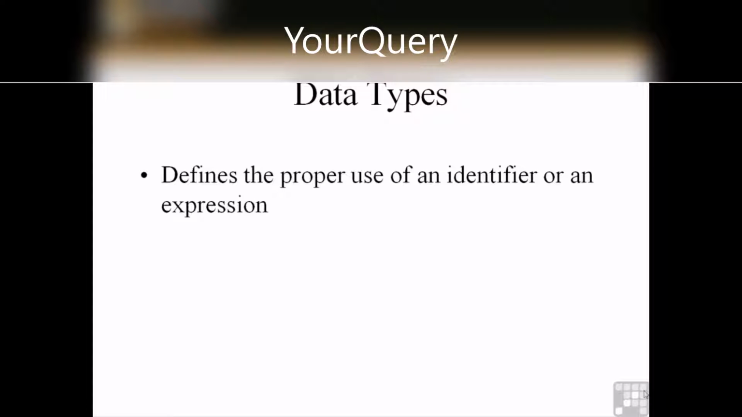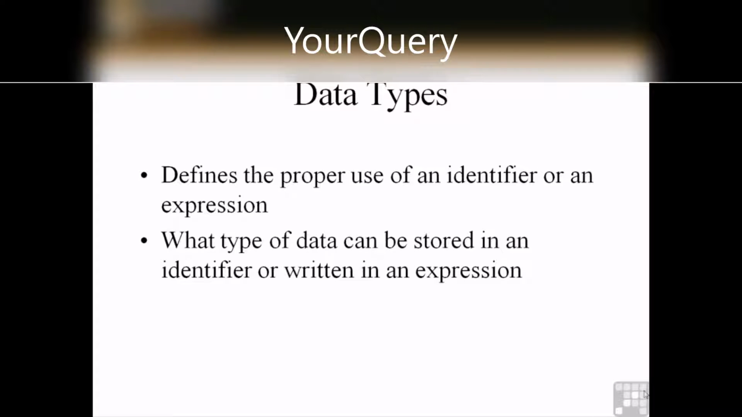An identifier is something like a variable or another keyword or command. An expression is like an arithmetic expression, 2 plus 2, or in the example we saw earlier with the Hello World program, the string Hello World is also an expression. So a data type determines how an identifier or an expression can be used.